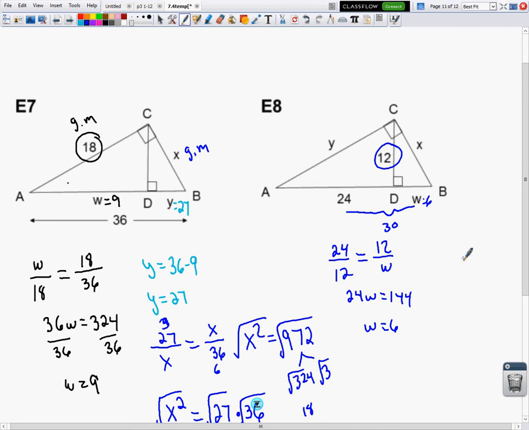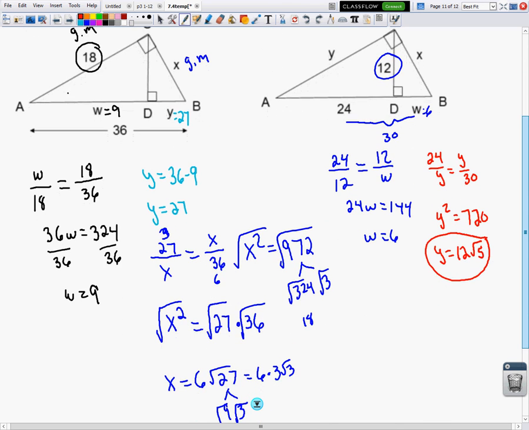Now there's enough information that I can find y. Y is a geometric mean between what two numbers? 24 and 30. Y squared is equal to 720. And if I take the square root of that, or I simplify that square root, I'm going to get 12 square roots of 5, which means 144 goes into 720 how many times? 5 times.